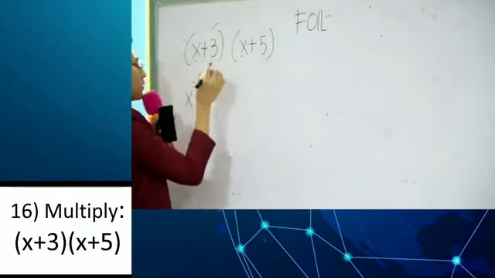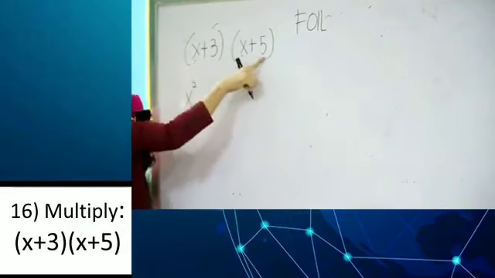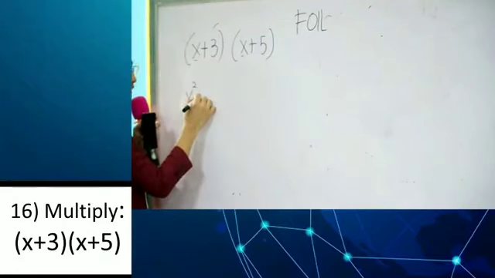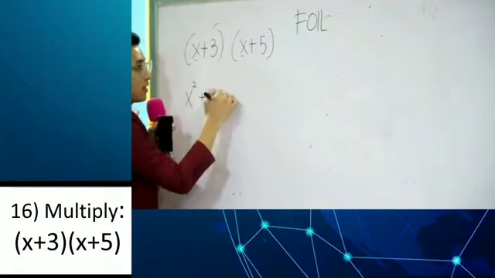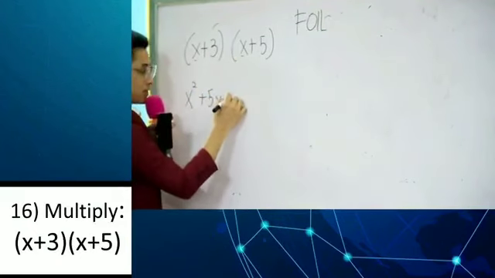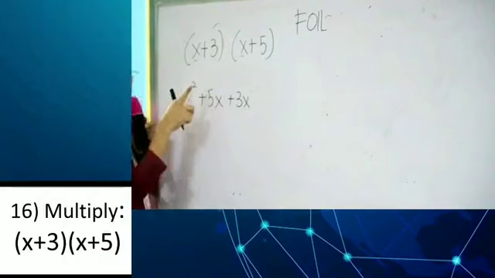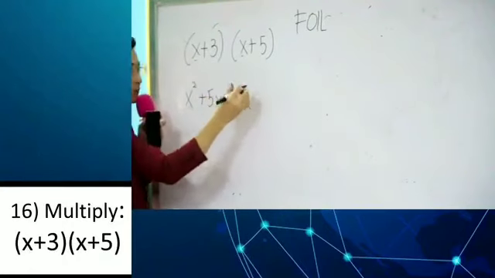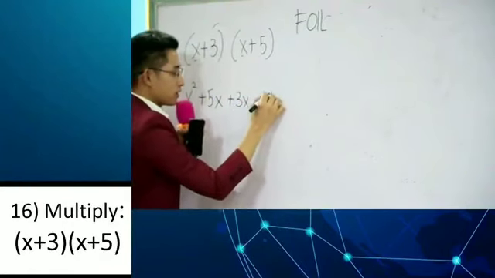Next, ano yung outer terms? That is x and 5. So, 5 times x is 5x. How about the inner terms? So, 3 times x, that is 3x. And last terms, which is 3 and 5, so that is 15.